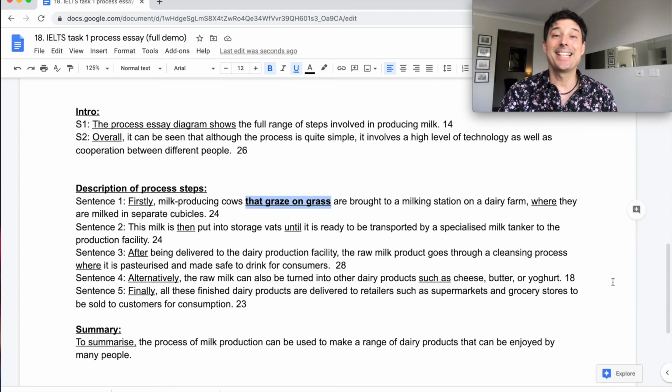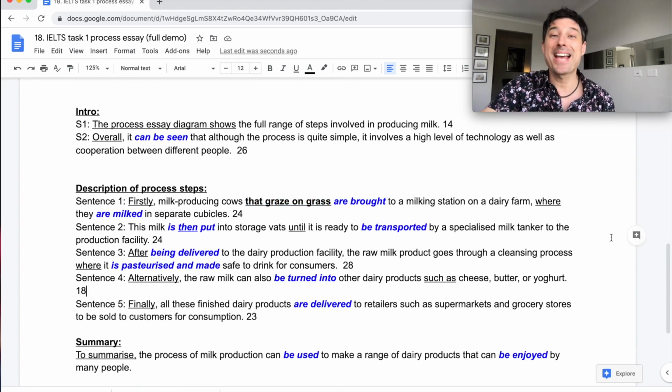So the next technique I used in the process essay was the relative clause. I only used one relative clause in this essay, and it's right there in sentence 1 of the description. And it's to describe the cows, and I said that graze on grass. So we can also use relative clauses. The last thing we need to take note of is the passive voice. Okay, so looking now at the passive voice, I used a ton of passive voice here, guys, 11 times.